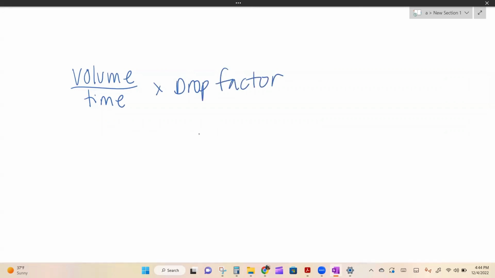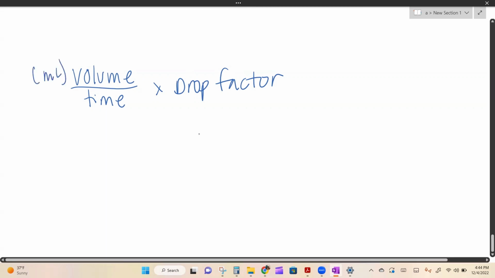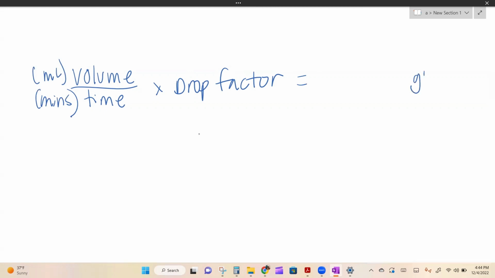So the drop factor has to be given to you for you to be able to do this problem. And I don't think they have you ever calculate it. And then the volume, of course, is going to be milliliters still, but for this one time should be in minutes, because our answer at the end of this math problem should be drops per minute.